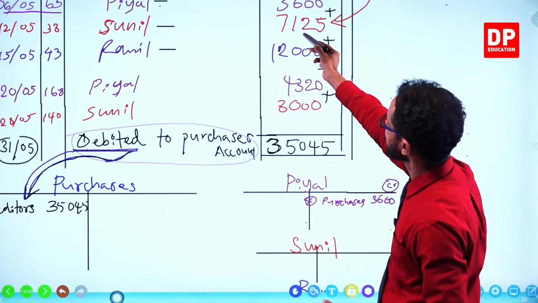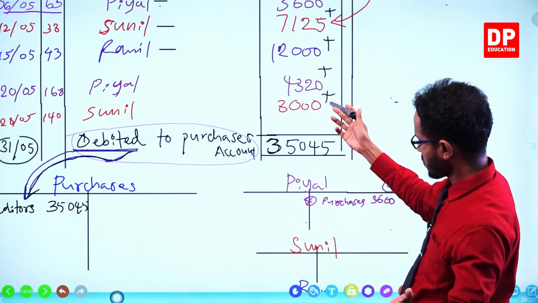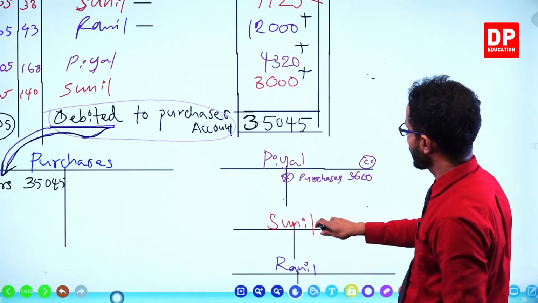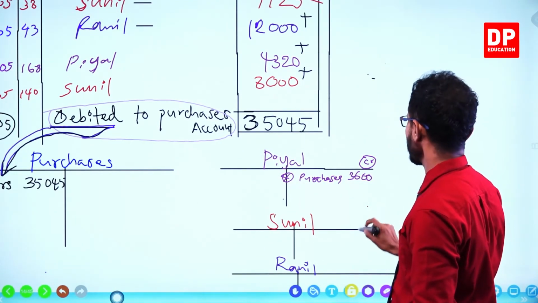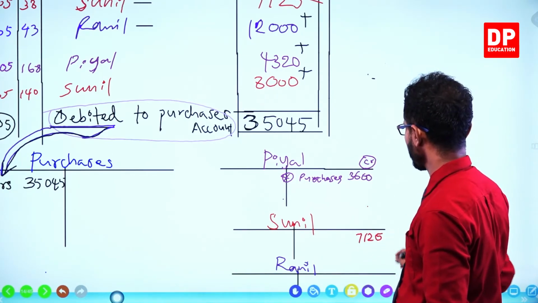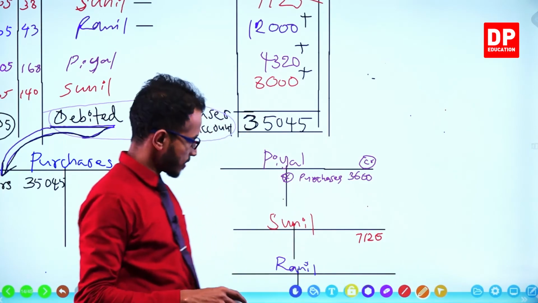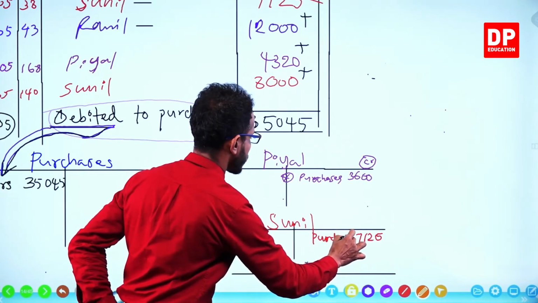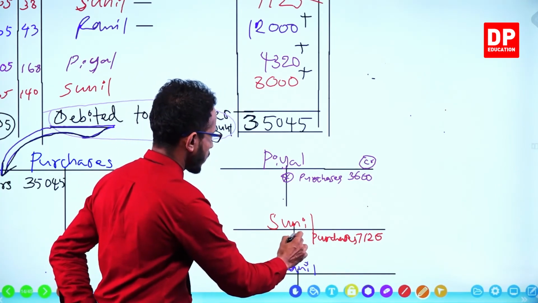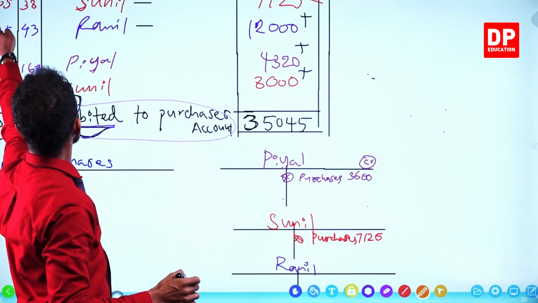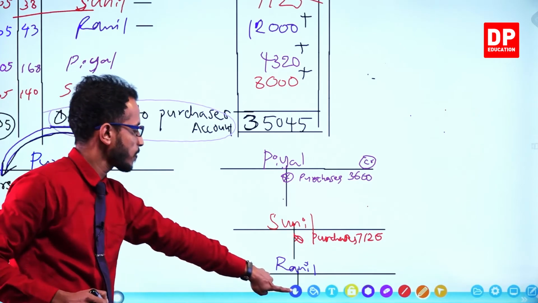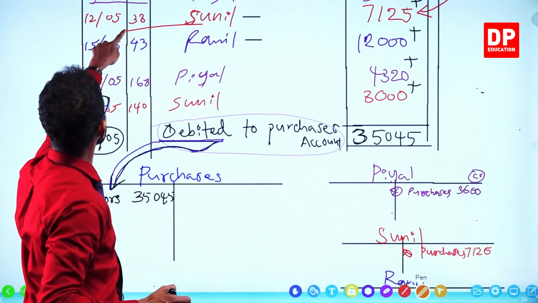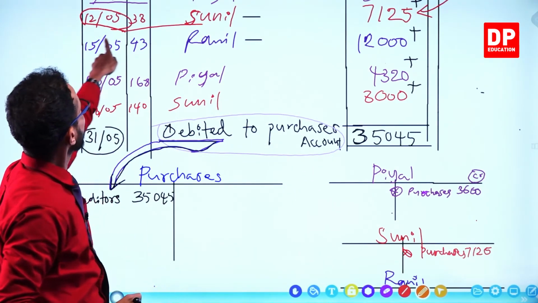Next, we have Sunil, 7,125. Where is Sunil's account? It's here, Sunil is down here. 7,125. What is the description, children? Purchases. Don't forget the date. Sunil's transaction has happened on this date. This is the date.